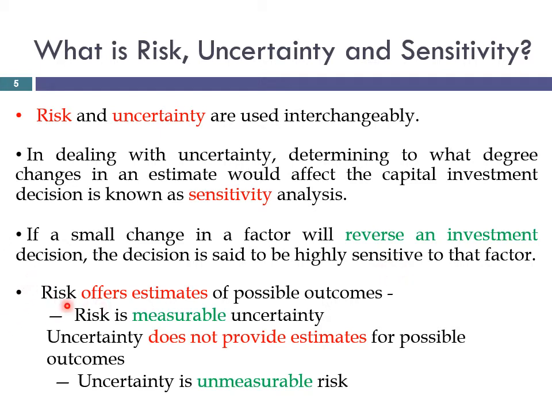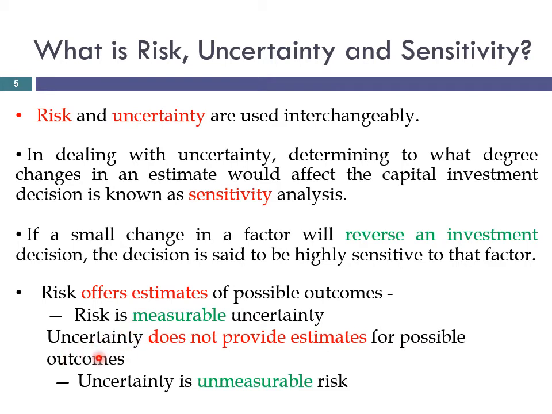We said that risk and uncertainty are used interchangeably. Risk offers estimates of possible outcomes. So we can say that risk is a measurable uncertainty. It's measurable. So we can say that there is a 90% probability that this will happen. So that 90% is a measure to estimate the risk in the project. We can measure its value.